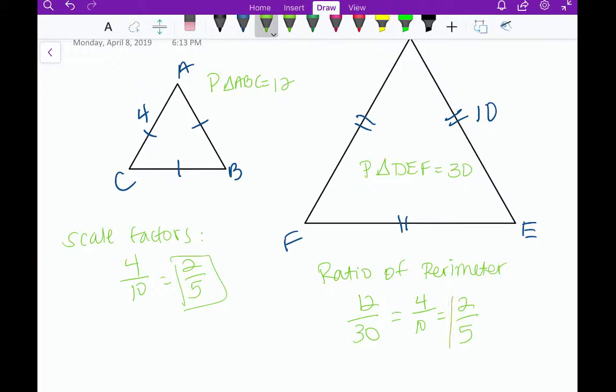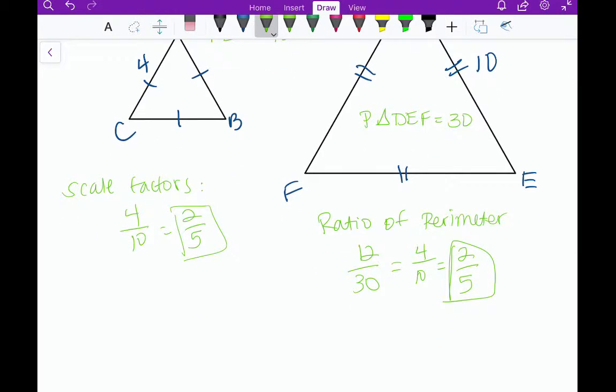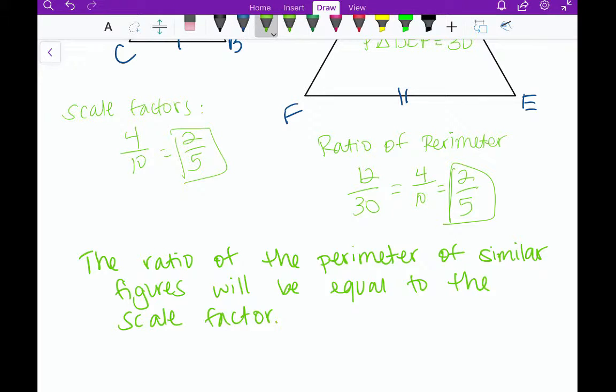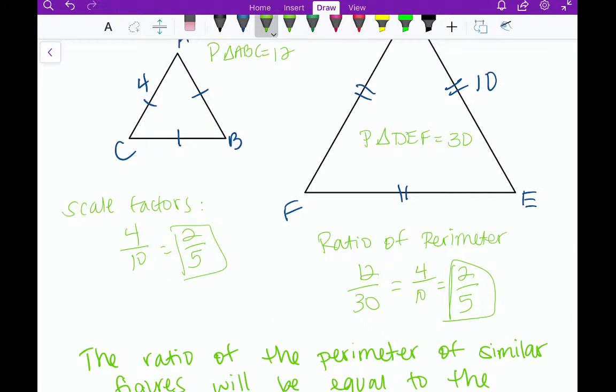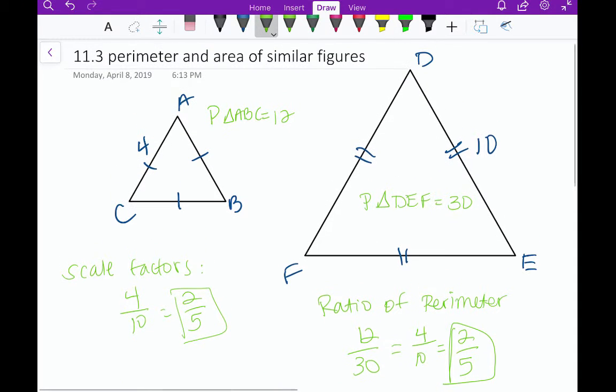So what do you notice? You should notice that the ratio of the perimeter is the same as the scale factor, which will always be true. So the ratio of the perimeter of similar figures will be equal to the scale factor. And the real reason for that is because perimeter is one-dimensional. Okay, so we're just adding things up. It's one-dimensional. So now we need to transition to area.